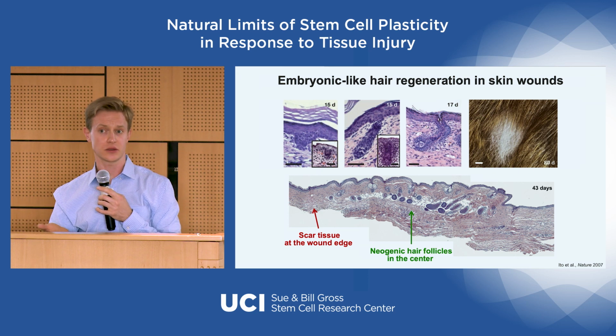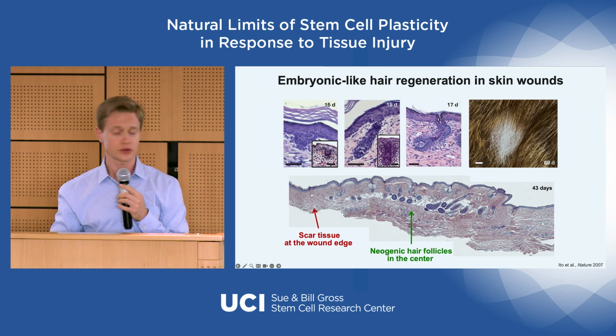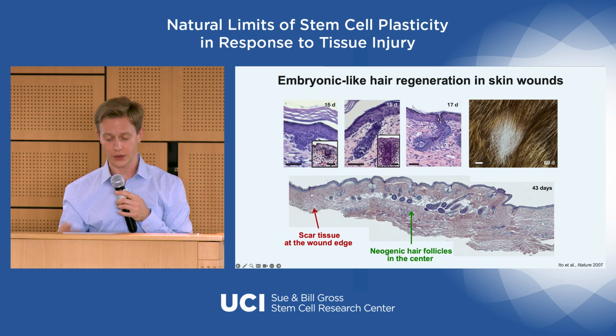By all other means, it's a normal hair, just white, okay? And they are right here in the center. This is what's called a histological section. So you can actually see these little squiggly things. These are parts of the hairs that have regenerated.